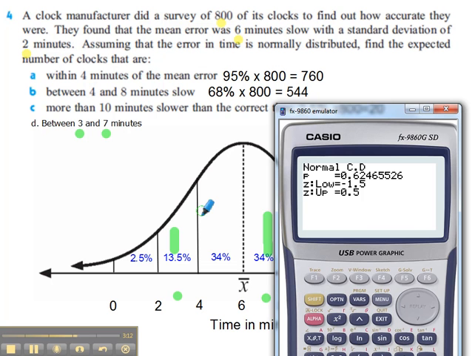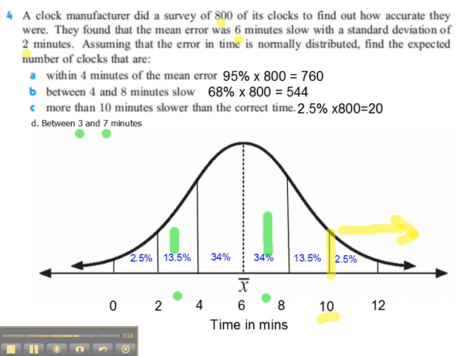So 62.4% of our clocks are between 3 and 7, which is 62.4% times 800, which gives you 499 clocks. 499.2, but you just round to 499.